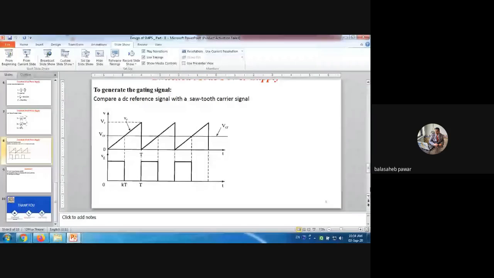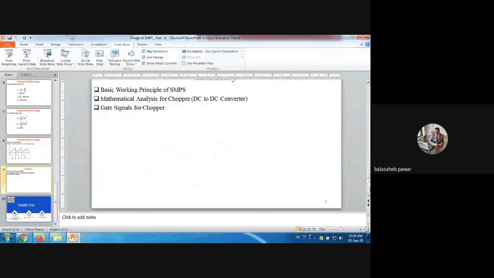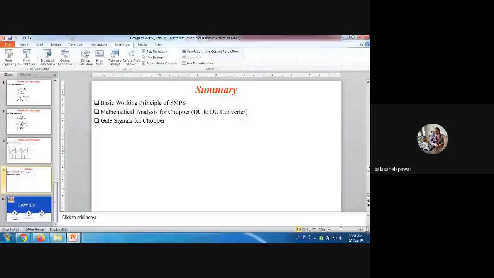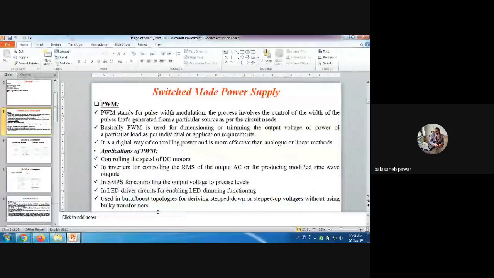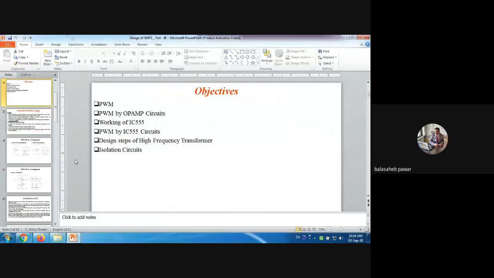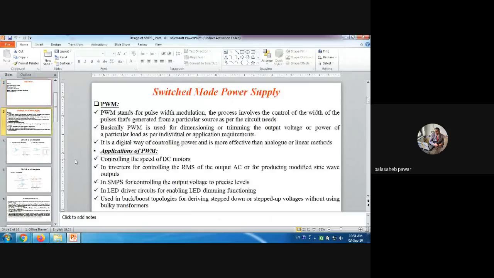So how to generate those gate pulses? Already we covered all these things during our previous lectures. Now what is PWM, or how can we generate PWM? Already I told, using the IC555 we can generate PWM signals, as well as using op-amp we can generate it. Okay. So what is PWM? Applications of PWM: controlling the speed of DC motor.